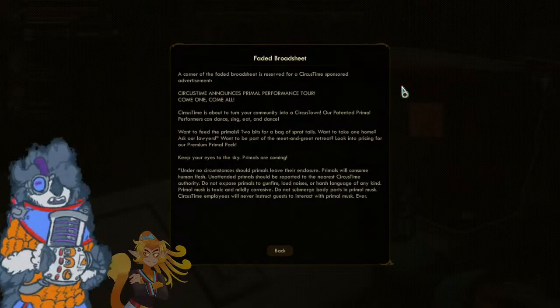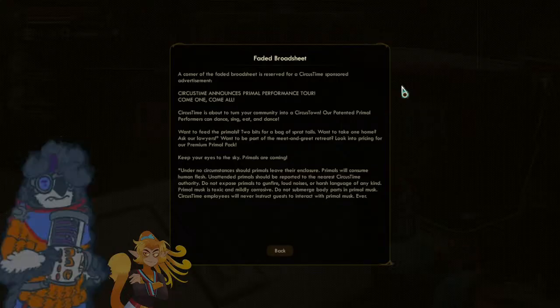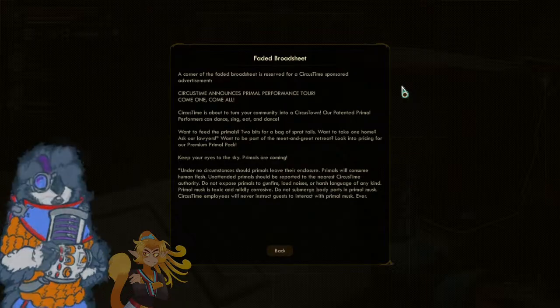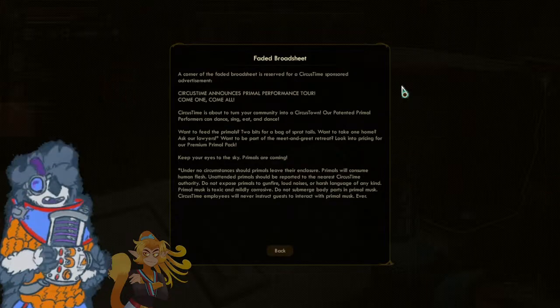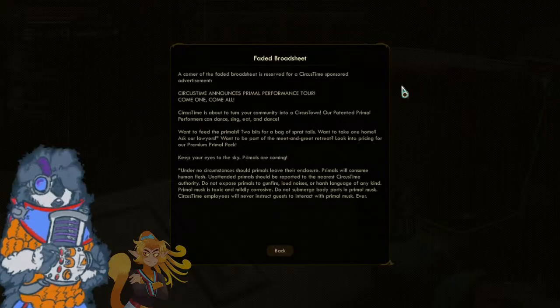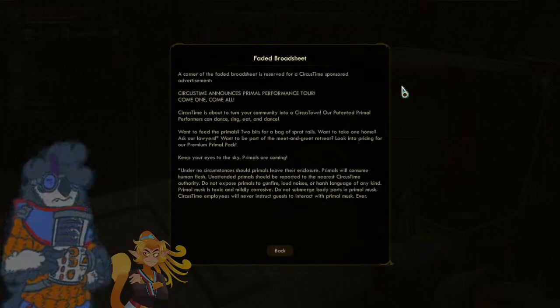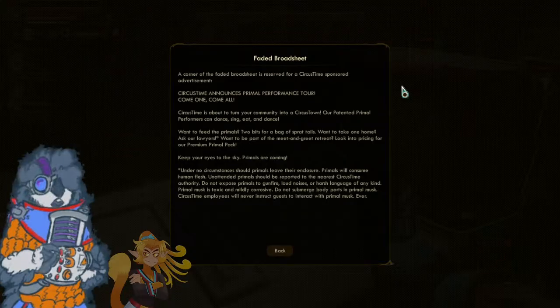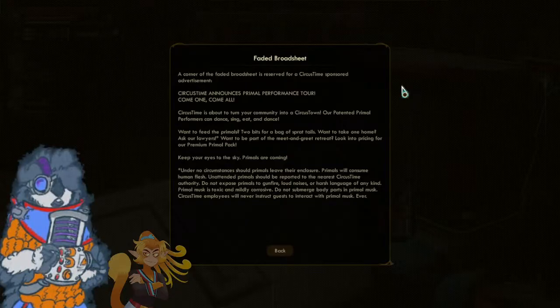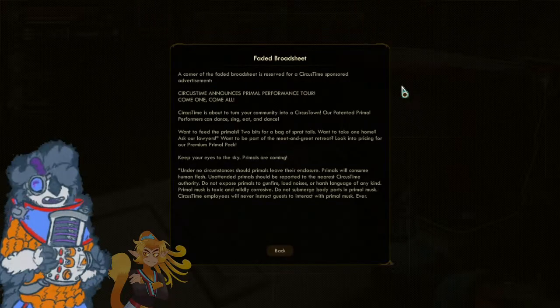Faded broadsheet is reserved for Circus Time sponsored. Announces Primal Performance Tour. Come one, come all. Circus Time's about to turn your community into a circus town. Our patented primal performers. Yep. Ask our lawyers. Under no circumstances to leave their enclosure. Primals will consume human flesh. Unattended primals should be reported to nearest Circus 7 authority. Don't expose primals to gunfire, loud noises, or harsh language of any kind. Primal musk is toxic and highly corrosive. Do not submerge body parts in primal musk. Circus Time employees will never instruct guests to interact with a primal musk, ever.